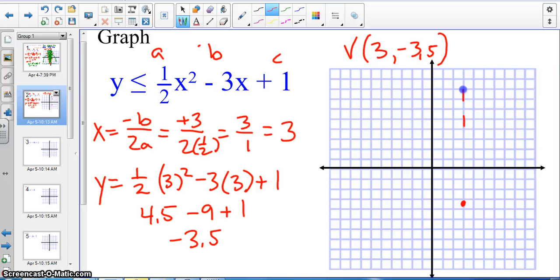Draw my axis of symmetry, that dashed line going straight up and down. Plot my y-intercept, c. So I go to 1 on the y-axis and plot a point. I am 1, 2, 3 points away on the left side of my axis of symmetry. I need to go 3 points on the right side. Now, this is a less than or equal to. So less than or equal to, we are going to use a solid line.